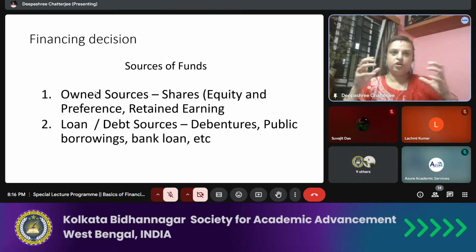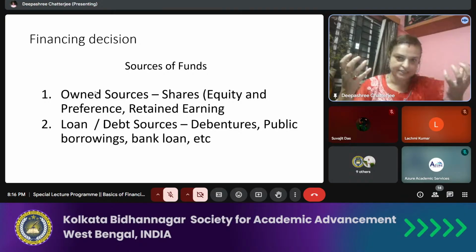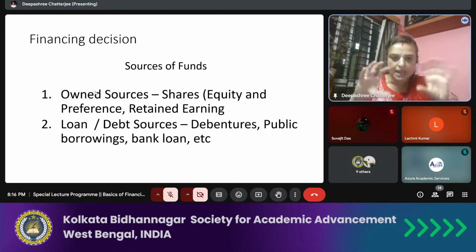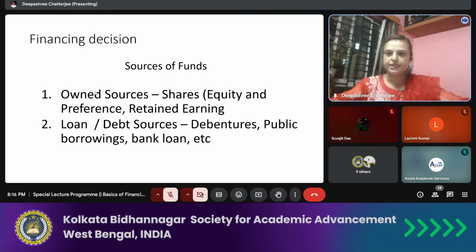So think that you have started your own business. You can obtain funds majorly from two sources. If you have some savings, you will apply your own savings. If you still find a deficiency, you will borrow from others, right? So there are majorly two sources of funds.